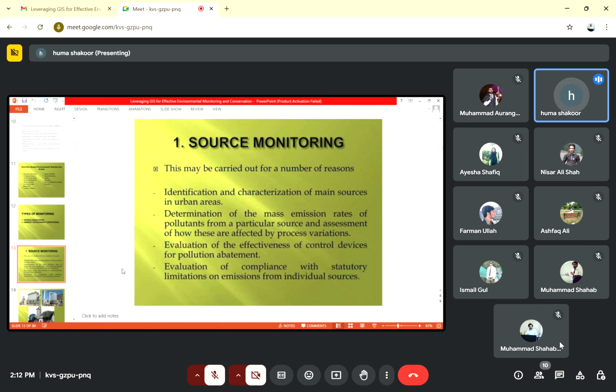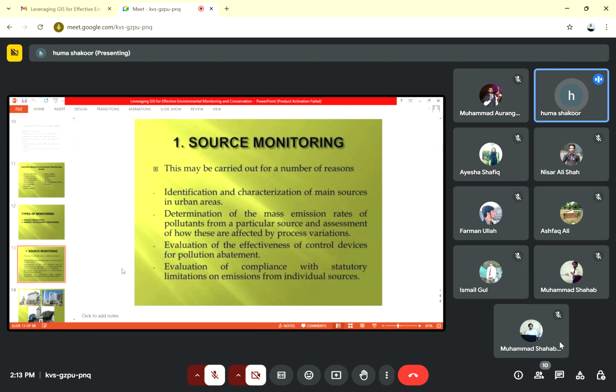Identification and characterization of the main sources in urban areas, determination of the mass emission rates of the pollutants from particular sources, and assessment of how these are affected by process variations. Evaluation of the effectiveness of control devices for pollution abatement. Evaluation of compliance with the statutory limitations of the emissions from individual sources. So this is called source monitoring: from where the emissions occur, what the sources are.